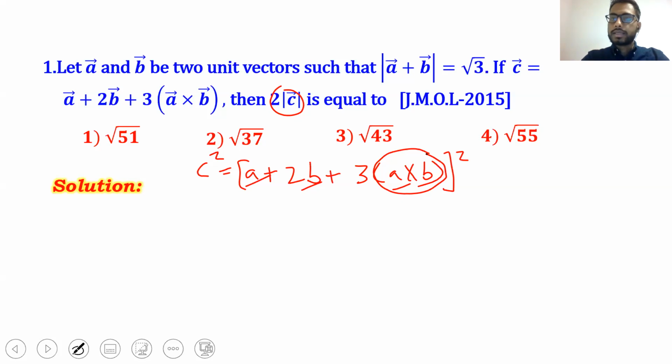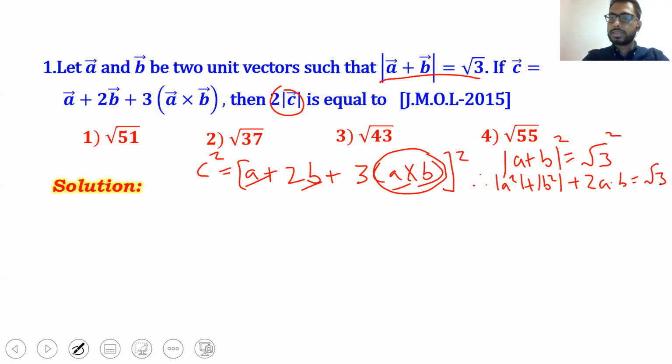How can I find that angle between A and B? For that, another piece of information is given, which is magnitude of A plus B is equal to root 3. So we'll start with this term. Square on both sides. Therefore, I can say magnitude of A square plus magnitude of B square plus 2 times A dot B is equal to 3. It is given that A and B are two unit vectors. So magnitude of A is 1, magnitude of B is also 1.